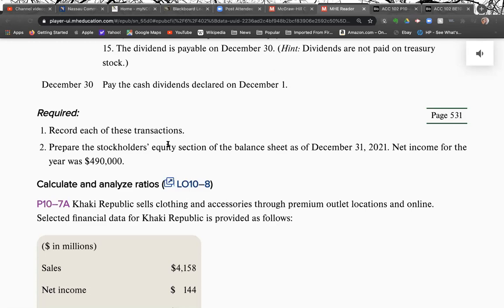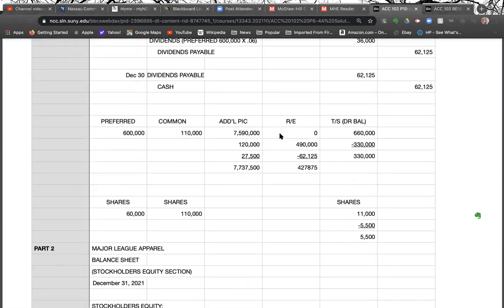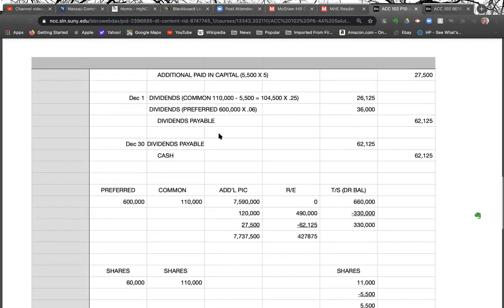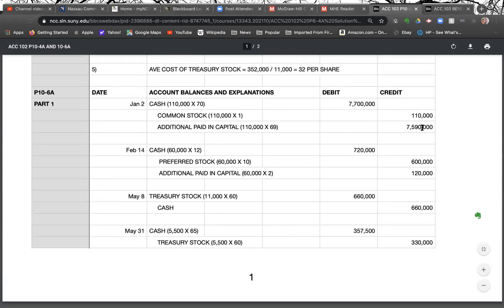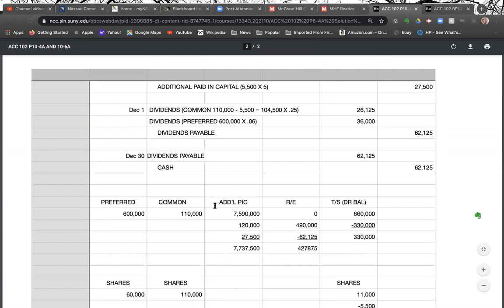So prepare the stockholders' equity section of the balance sheet as of December 31st. Net income was $490. Now, let's see. What I did here is that I looked at the accounts. So we have preferred, that's the par value, 600,000. The common was 110. The additional paid-in capital, what did I have there? Well, again, go back to the entries. The first one was 7,590,000. The second one was 120. That's where that comes from. And the third one came from the treasury stock, 27,500. So the total additional paid-in capital is 7,737,500.